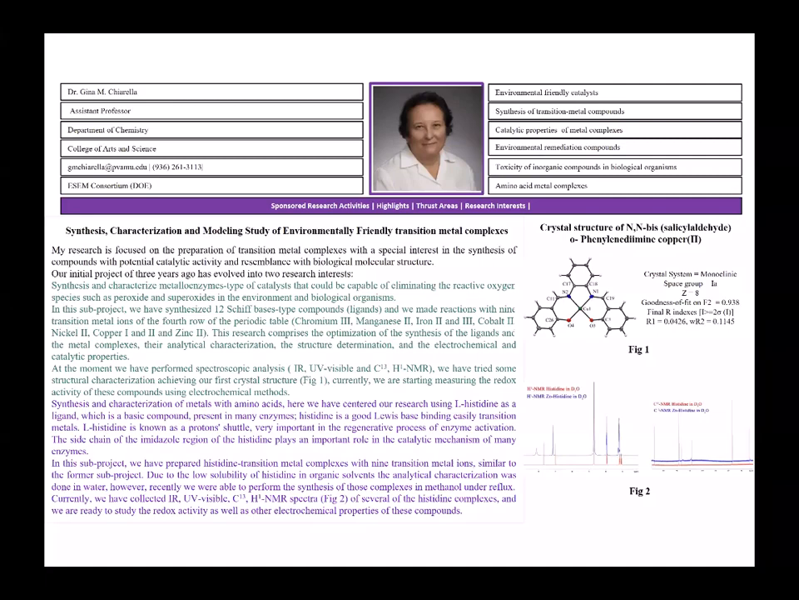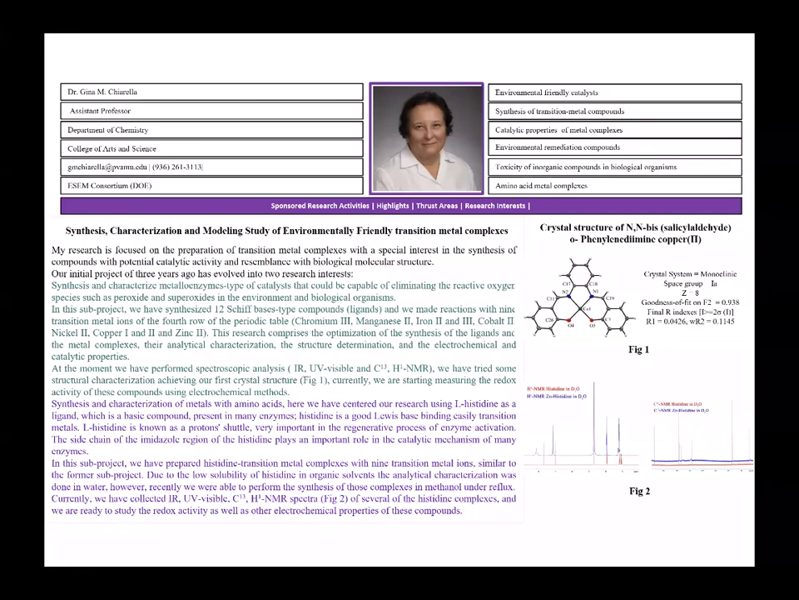We made the reaction of these ligands with the transition metals of the fourth row of the periodic table. Those transition metals are, in this case, ions. We don't use metals as metals, but as ions: chromium 3, manganese 2, iron 3, cobalt 2, nickel 2, copper 1, copper 2, and zinc 2.